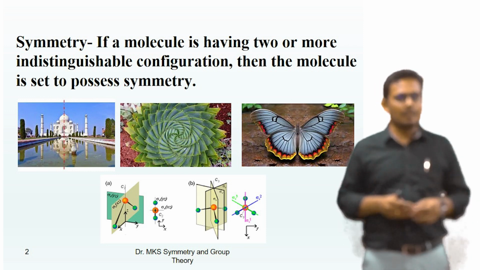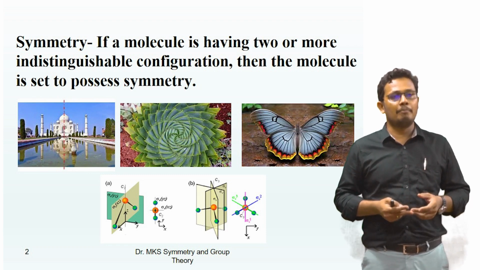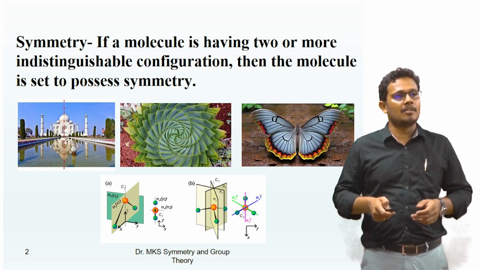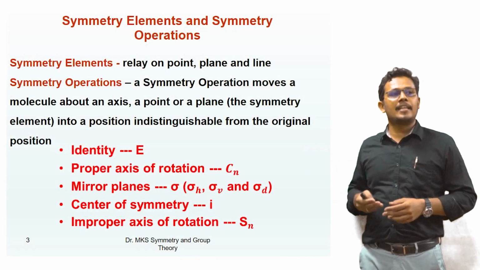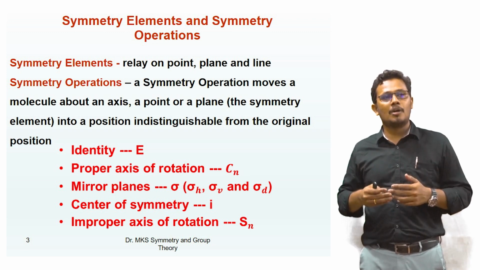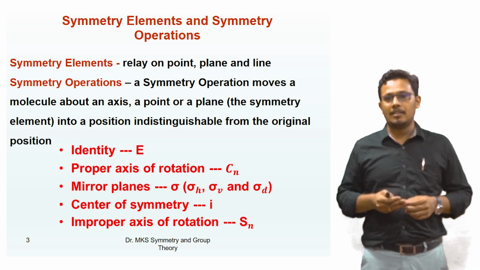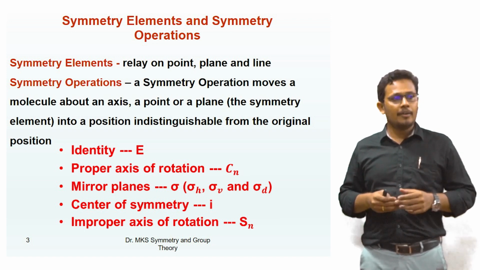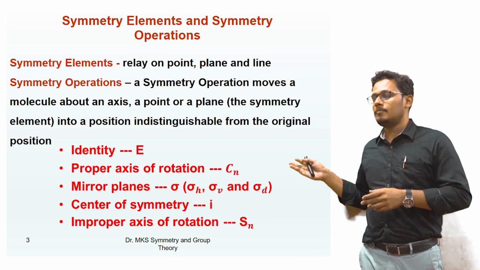Then only that can easily show different applications, right? In this symmetry, we have two very important terminologies. What are those names? The first one is symmetry element and the second one is symmetry operation. These two are interlinked. Let us consider symmetry elements. We have 5 different types of symmetry elements. What are those? The first one is identity.